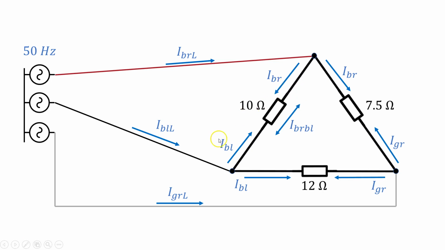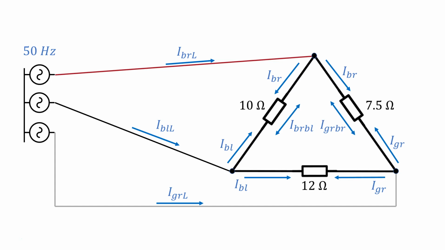So the difference between part of the current that splits from the brown line and part of the current that splits from the black line and passes through this resistor here, this is the phase current, and we denote this by I brown black. So this is the phasor difference between the portion of the current that comes from the brown line and the portion of the current that comes from the black line. So this is our phase 1 current.